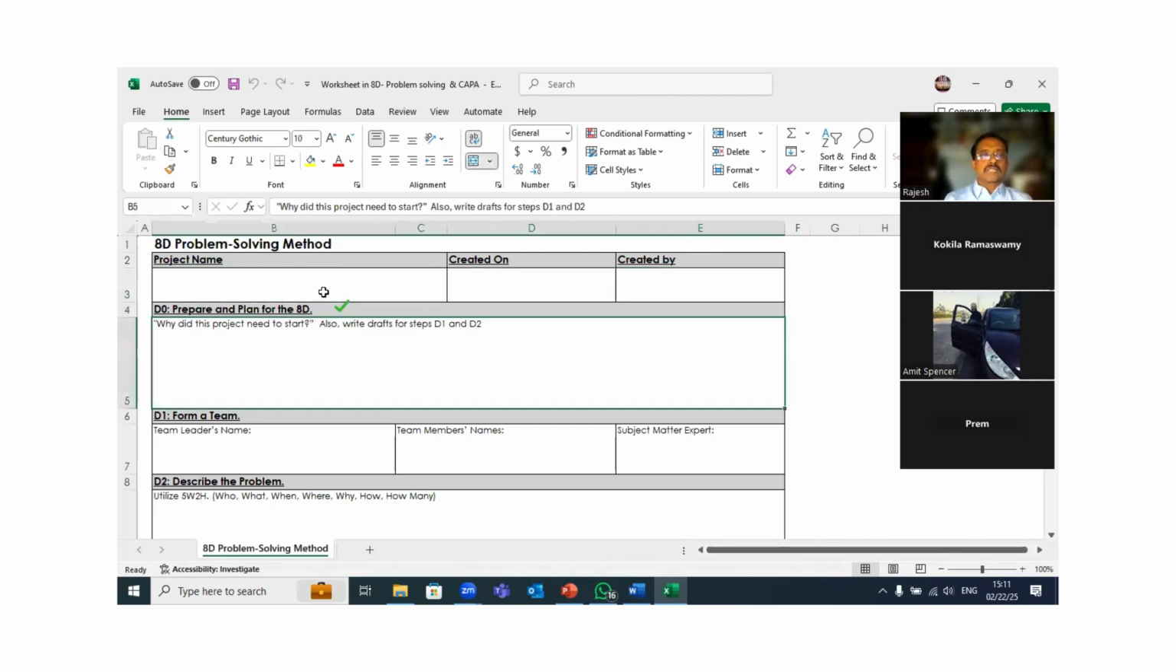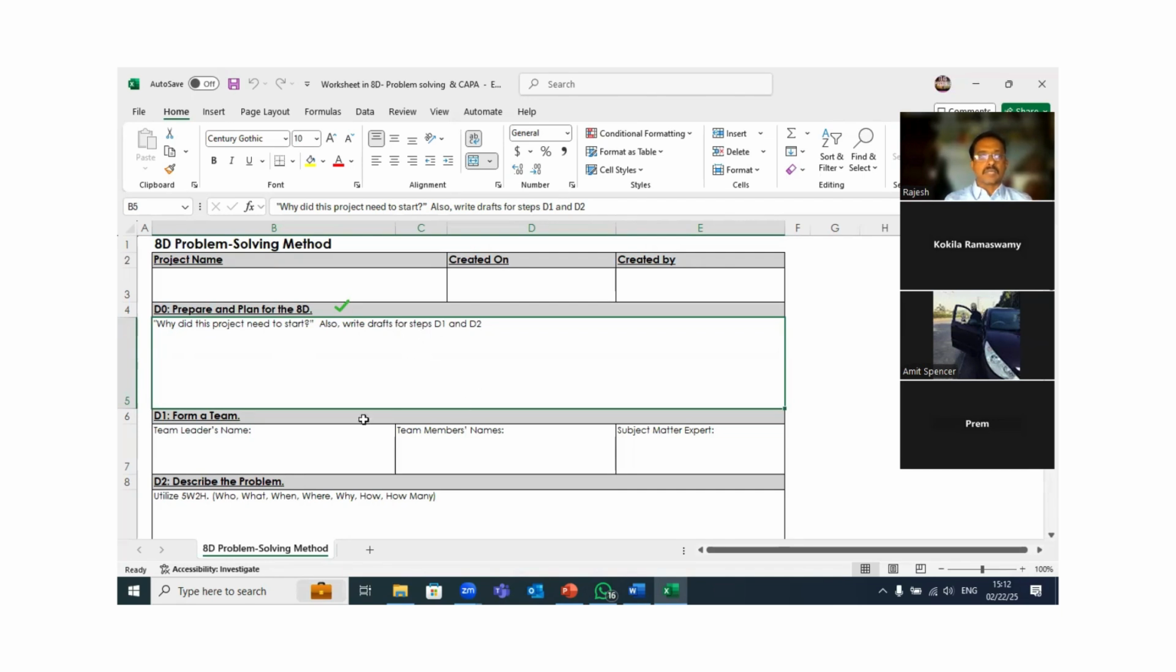See, the problem statement is very, very effective in the 8D. So how am I going to create this 8D problem? Concentrate on D1 and D2, which are going to give you your problem statement, right? What is a problem statement? D1 says, for example, what did the project need to start? Why we need to start the project? So you have to give your problem statement in detail and who is going to start the project.